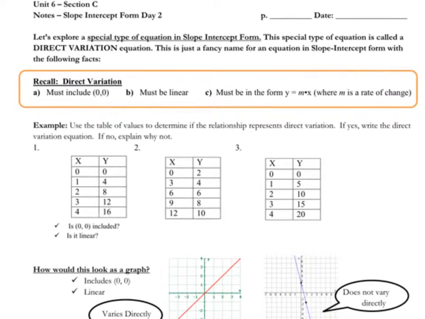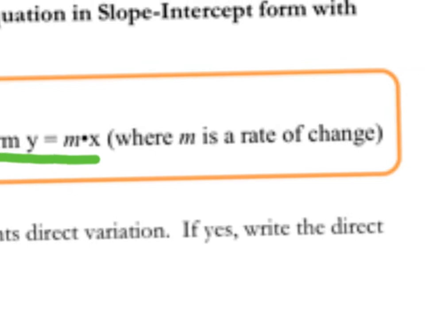You guys, direct variation must include the point 0, 0. This is essential. If we don't have the point 0, 0, then it's not direct variation. The next requirement is that the function is linear. So we can't have direct variation with something like a quadratic function, which is the U shape and so on. And the last thing that this requirement says is that it must be a function in the form y equals m times x, where m is the rate of change, which is what we also will refer to as the slope.